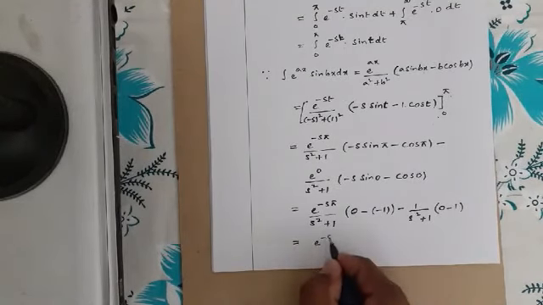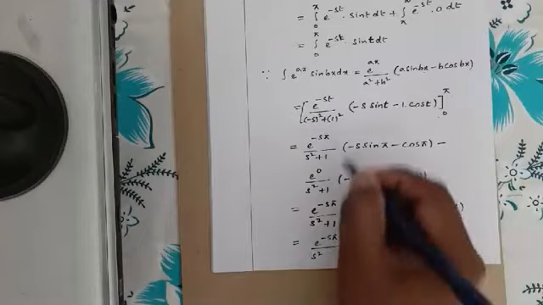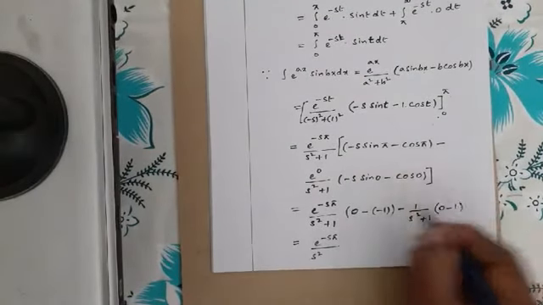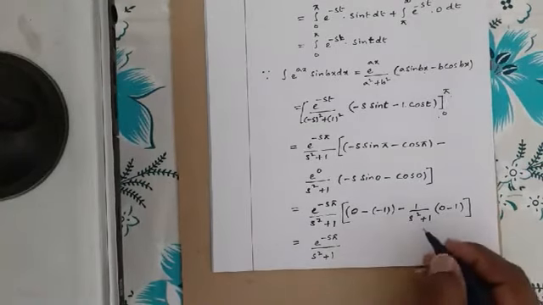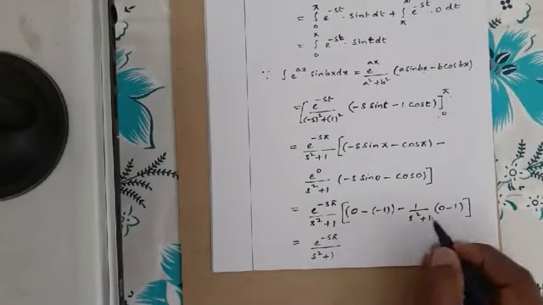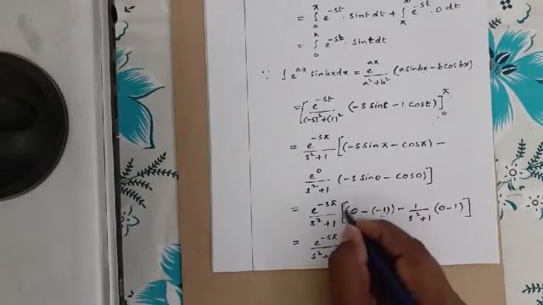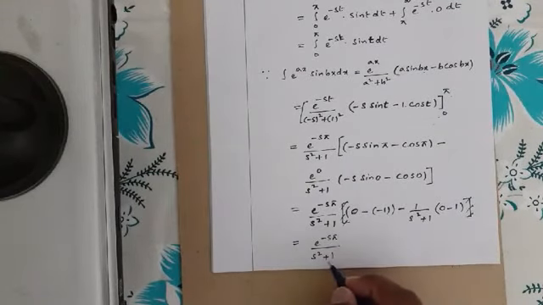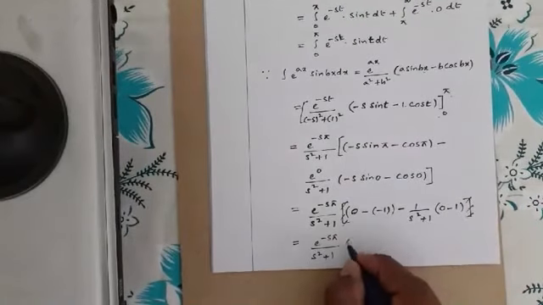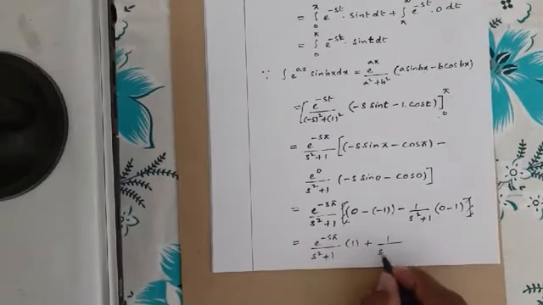So at last this is equal to e power minus s pi upon s square plus 1. So this is for the whole term, so put the bracket here. Here you don't write s square plus 1 again because we are taking it at the start. Now e power minus s pi by s square plus 1 into minus of minus, which is 1, so I write 1 here, and then minus of minus is plus 1 upon s square plus 1.